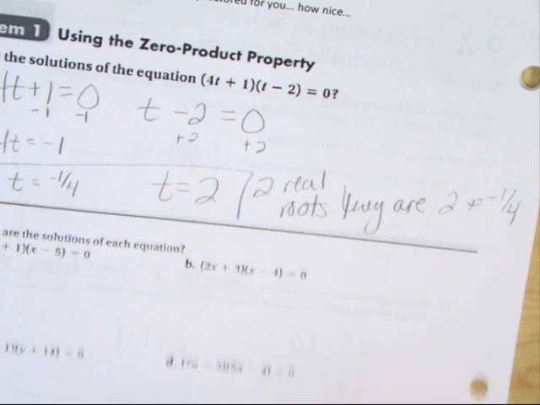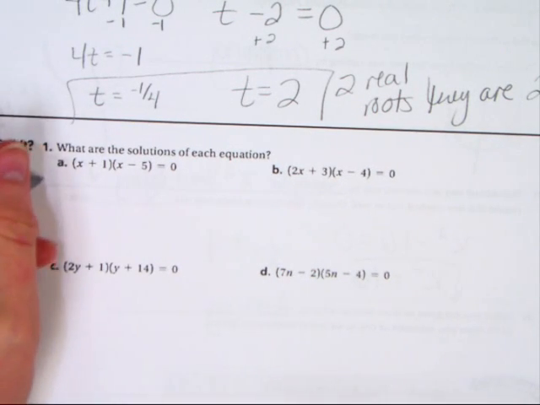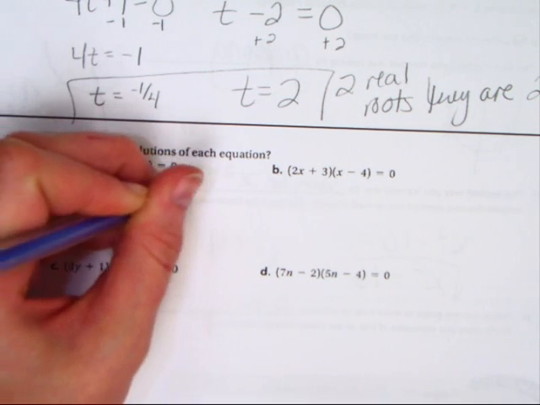Let's try the Got It. Take a look. They're already factored for you, so you're going to set the first one equal to 0 and the second one equal to 0.